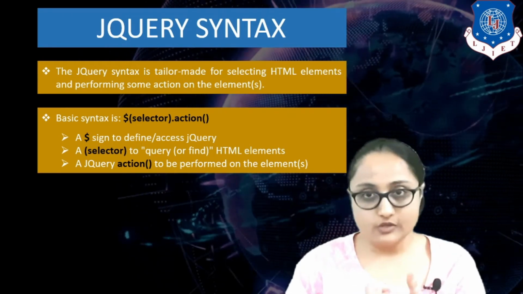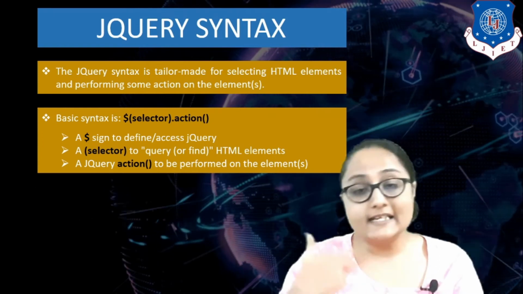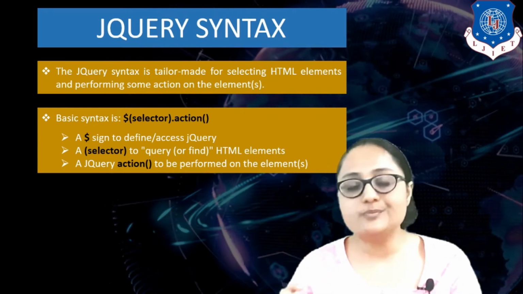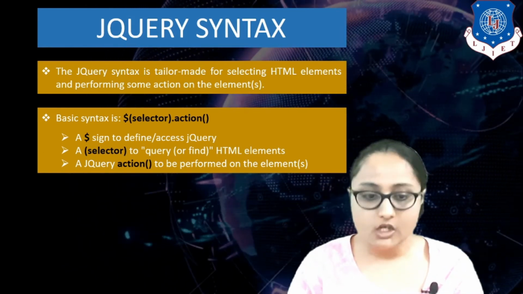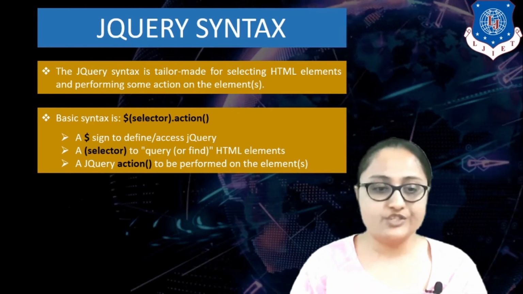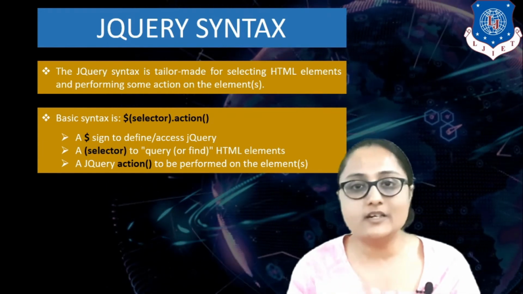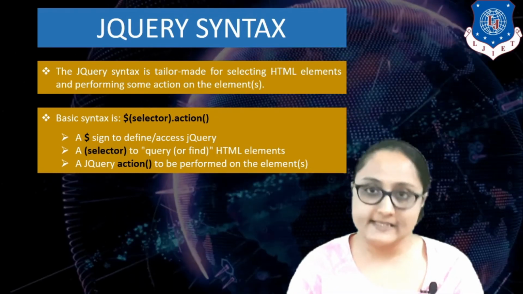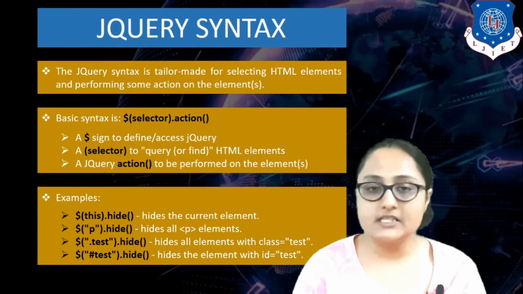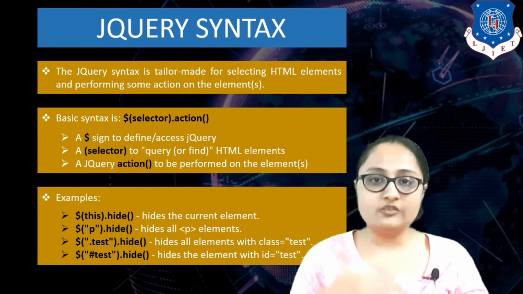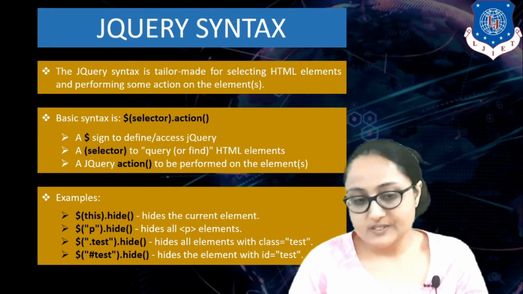In the selector you specify the element on which you want to perform the action, and the action is what you want to perform on that selector. So this is the basic syntax of jQuery: dollar, selector name inside the brackets, dot, and whatever action you want to perform on that particular selector. These are some of the examples that I have written. We will see one example via coding, but let us see here what examples I have specified.